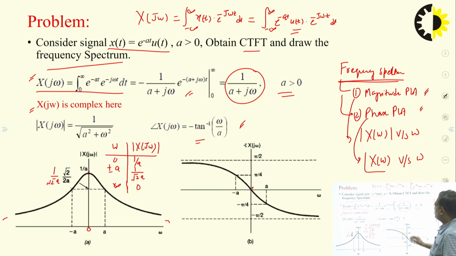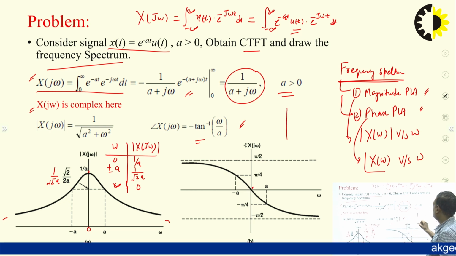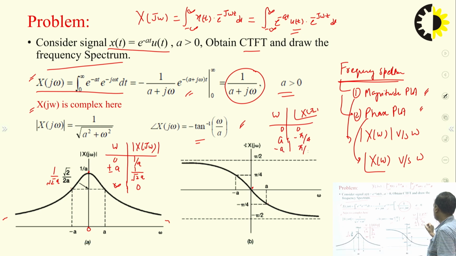At omega equals 0, this becomes 0. At omega equals a, this becomes minus tan inverse 1, which means minus 45 degrees, that is minus pi by 4. So at a, it becomes minus pi by 4, and at minus a, it becomes pi by 4.